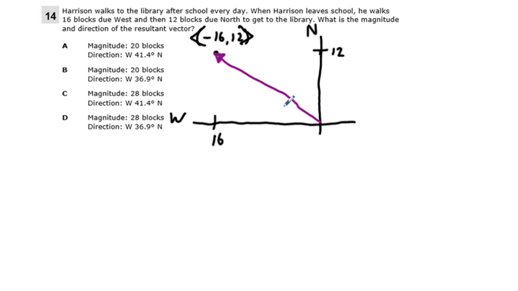And this angle right here, theta, is going to be the rotation up from north. So it would be west 36.9 degrees north. And we've got to look at the language here. So we go west, then north. And so our direction is going to be found by, we take direction.